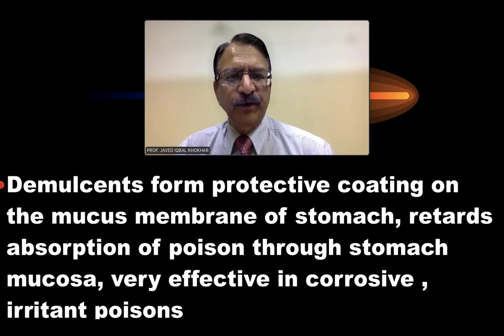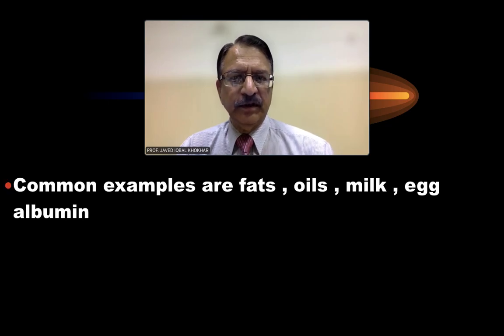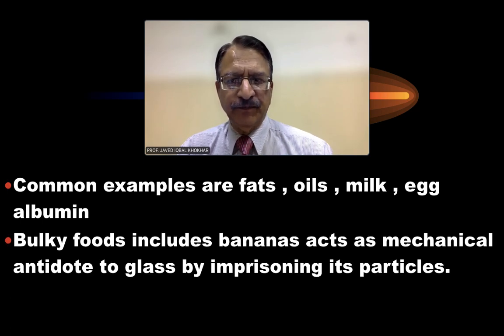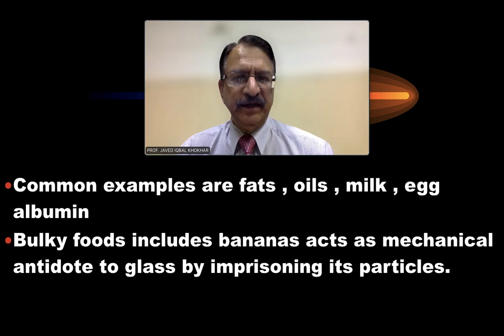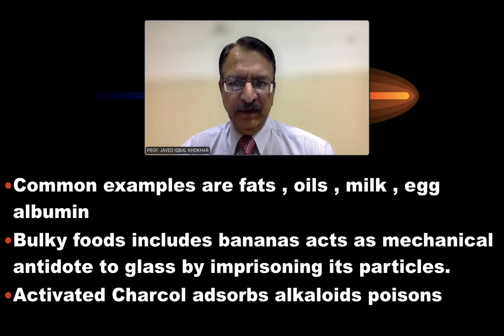Demulcents form a protective coating on the mucous membrane of the stomach, and it retards the absorption of poison through the stomach mucosa. This is very effective in corrosive and irritant poisons. The most common examples are the fats, the oils, the milk, and the egg albumin. Then the bulky foods also include bananas, which act as a mechanical antidote to glass by imprisoning its particles. Then activated charcoal also adsorbs alkaloid poisons.